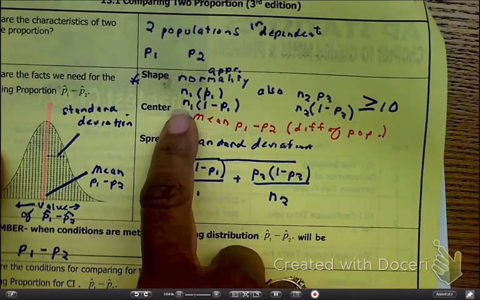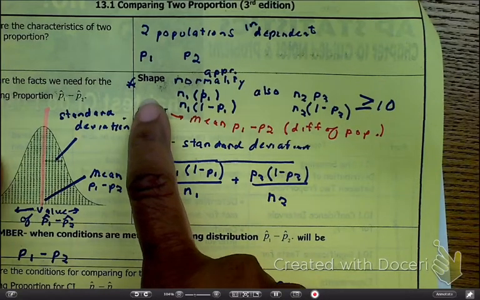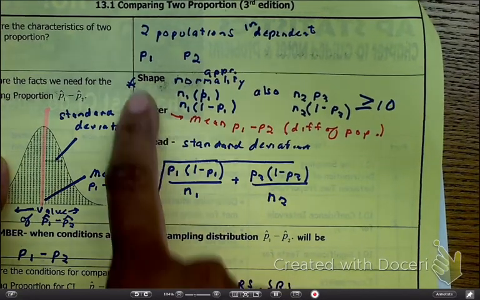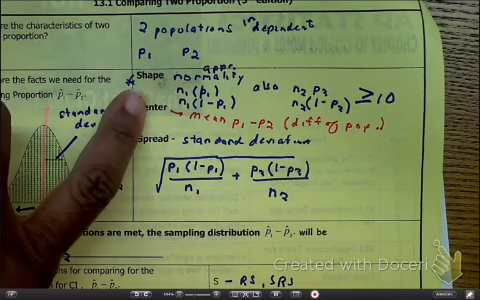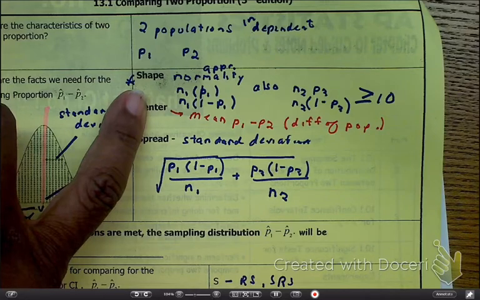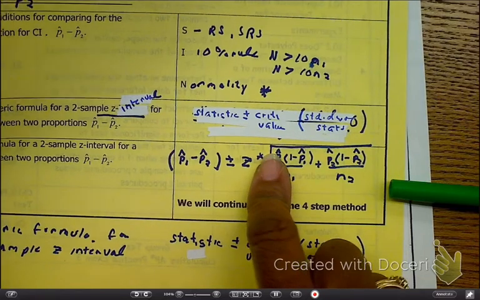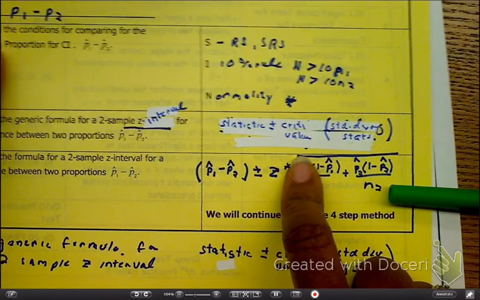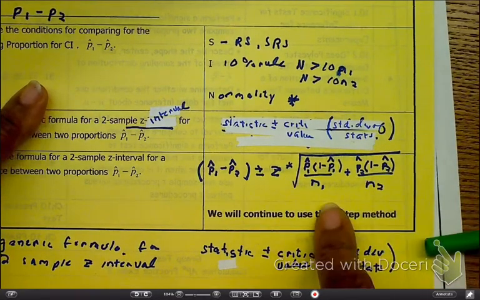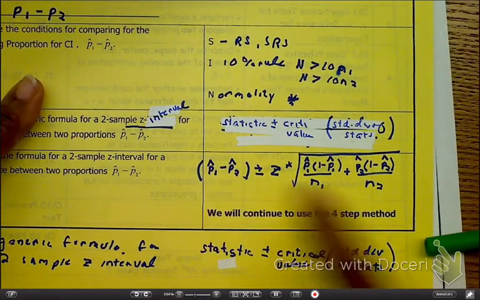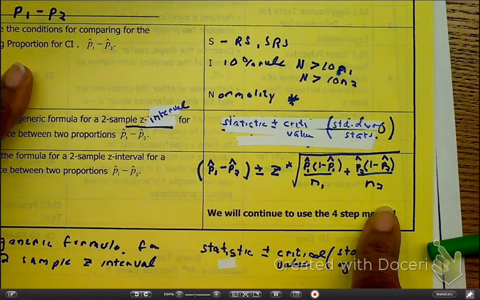Here I mentioned the conditions and assumptions, but I misstated. I should have said that here I'm just looking at my shape without the outliers, in which the normality is the same as the shape, because if the shape is approximately symmetric, it's normal. Then we talked about the generic equation for the two-sample Z interval, but now we get down to the meat, and this is where we're going to be working in a few minutes. Here is the ugly formula for the two-sample Z interval.